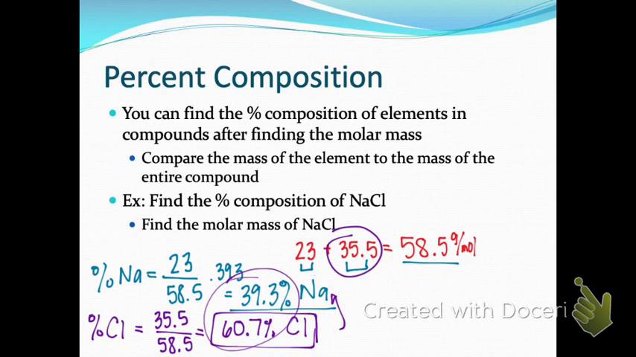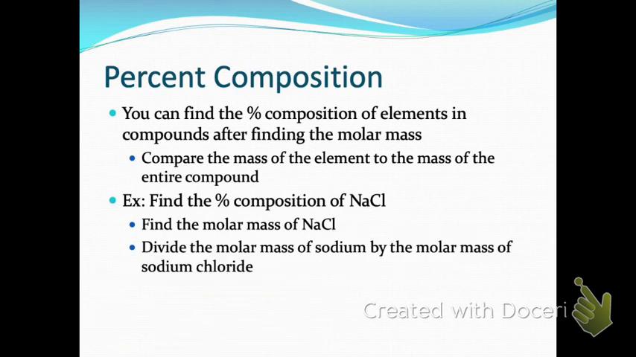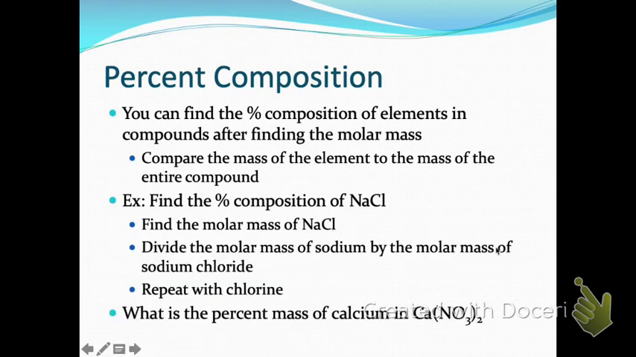Okay, why don't you try this one on your own? Find the percent composition of calcium nitrate. I don't want the percent of just calcium. I want the percent composition. So I want everything. When it asks for composition, you'll do every element. If it asks for just a single element, then you only have to do that element. Part divided by the whole.